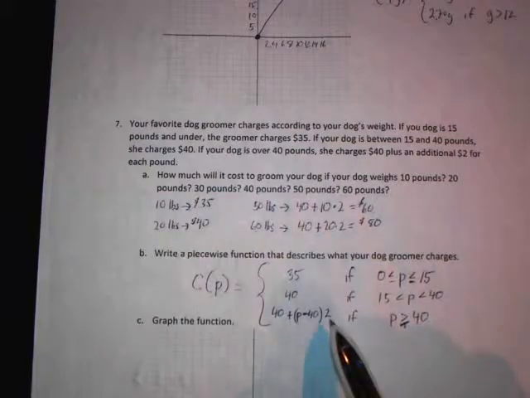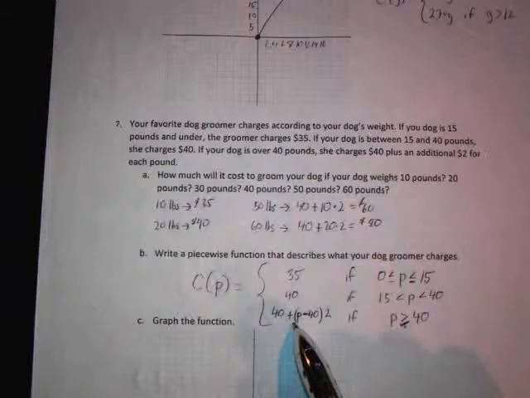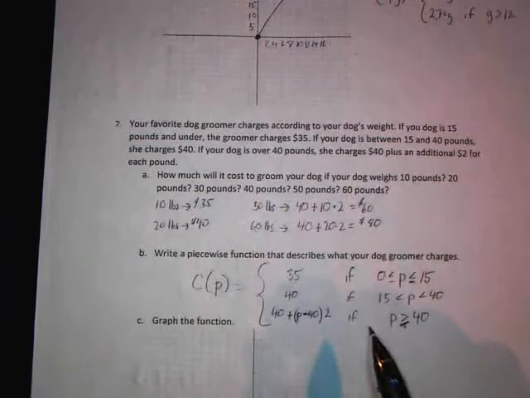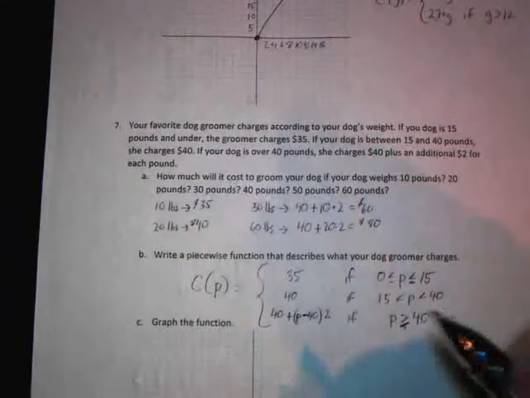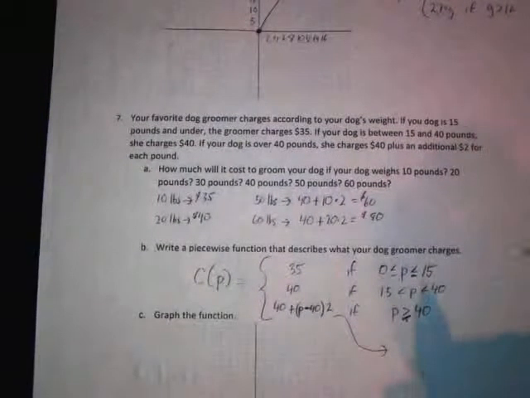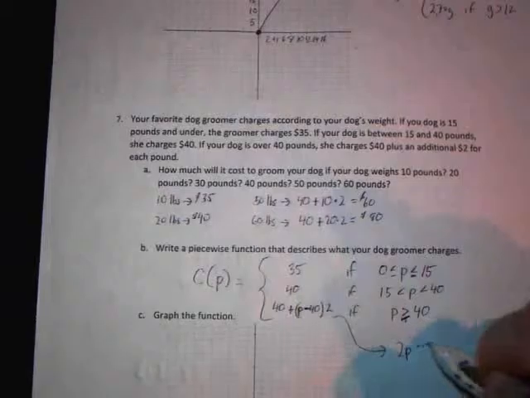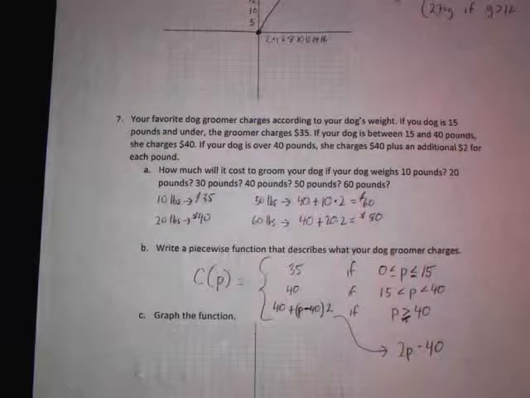So we might want to take that 2 through and simplify this one. If I take the 2 through, I'm going to have 2p minus 80. And combining that with the plus 40, simplified down it's 2p minus 40. Okay. Now we've got a graph.